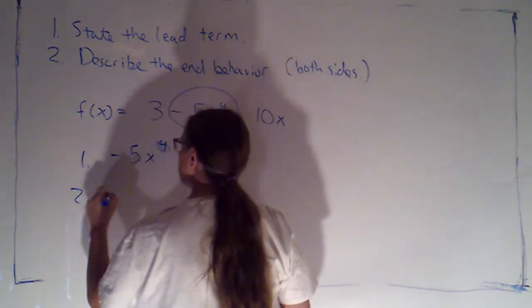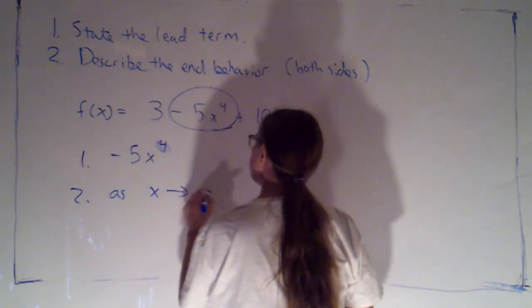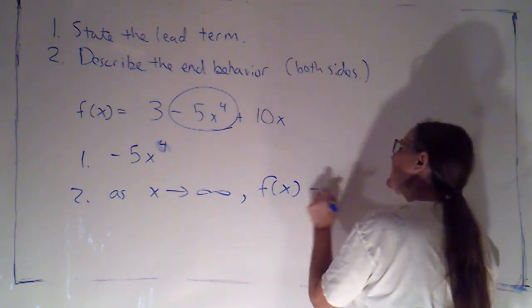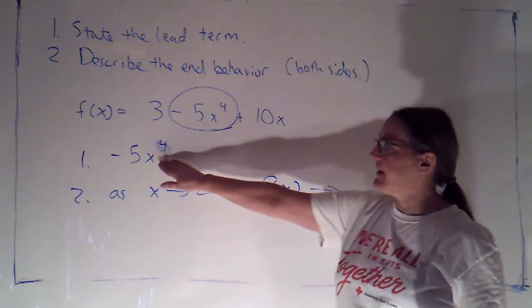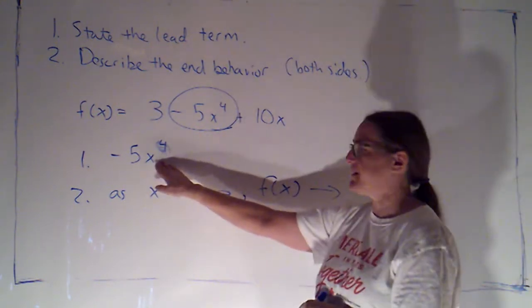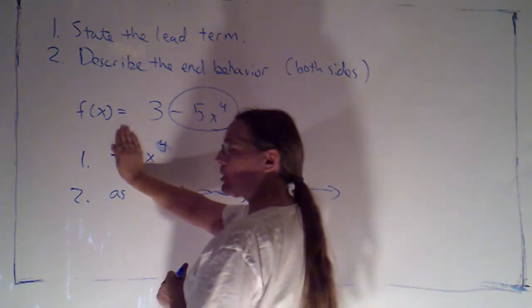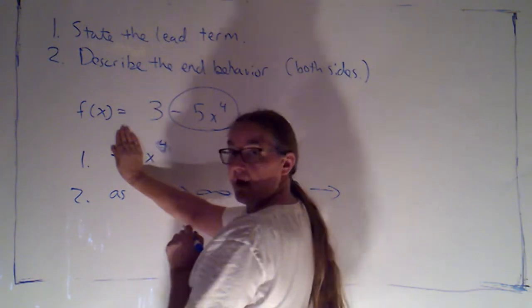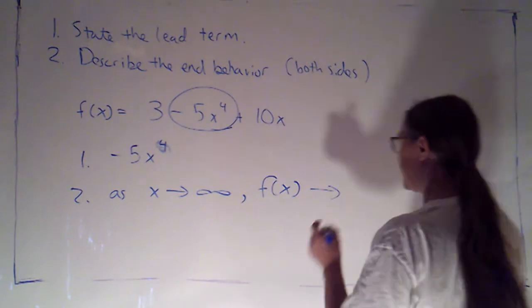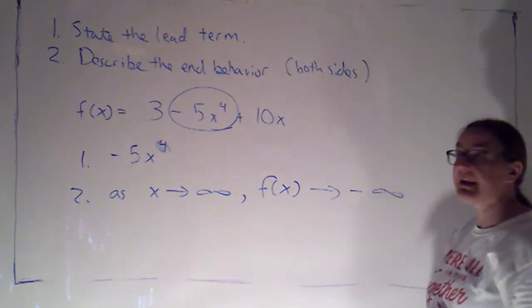Then for question 2, I can say as x goes to infinity, f of x is going to do exactly the same thing as this piece does. Wherever this wants to go, it's going to drag the other terms with it. So if I just look at the power, x to the fourth would be going off to infinity. We're multiplying by a negative, so that's going to reverse that, and we're going to go off to negative infinity.